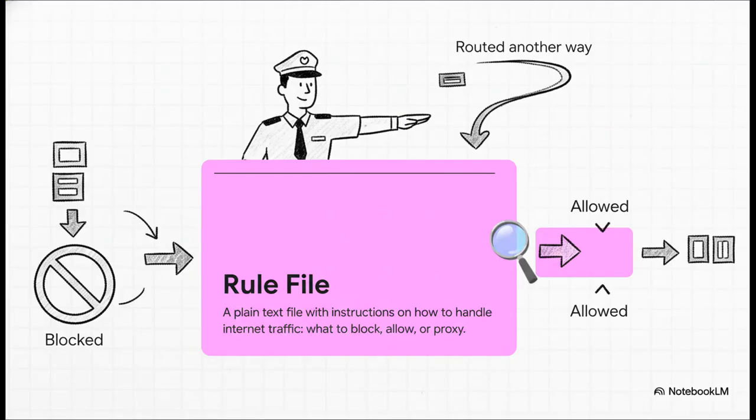Okay, so let's get into the nitty-gritty. At the heart of this whole system are these things called rule files. And the absolute best way to think of a rule file is to imagine it's like a customs agent for your internet connection. Seriously, it's just a simple text file full of instructions that you pop into the Shadowrocket app. And from then on, it inspects all of your traffic and decides what gets blocked, what can go straight through, and what needs to be routed some other way.